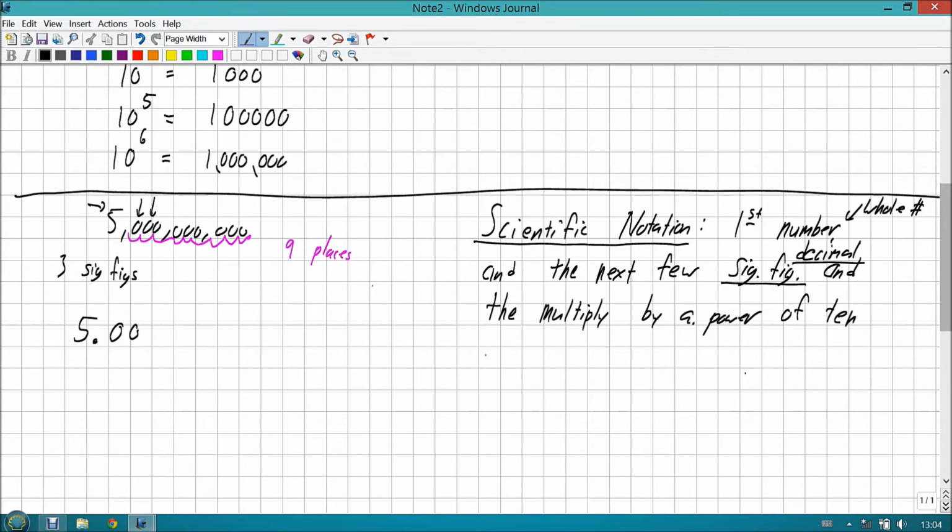So I take my 5 and I multiply it by 10 to the 9th power. So this would become 5.00 times 10 to the 9th is equal to 5 billion.